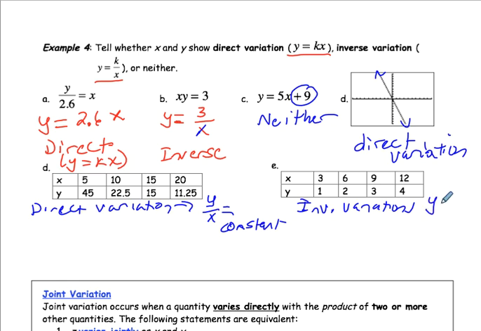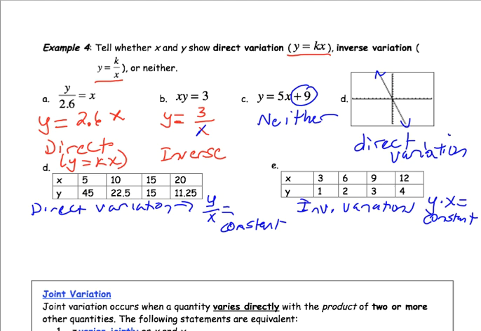y times x is a constant. Okay, so let's use these two ideas in order to determine what we have in the tables. So in letter D, if I look at y divided by x, the first one, 45 divided by 5 would be 9. 22.5 divided by 10 would be 2.25. So this is not direct.